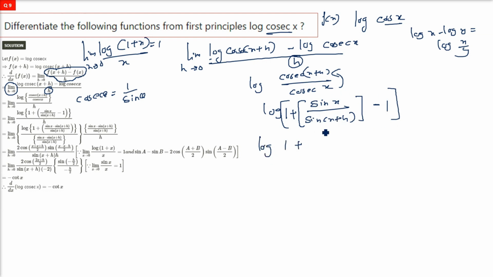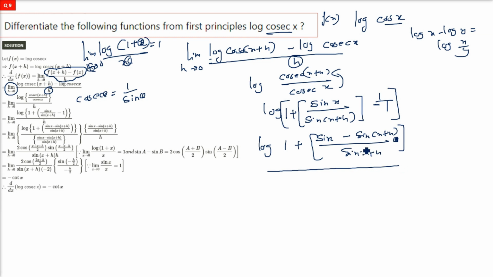So log 1 plus, let us solve it now, sine x minus sine (x plus h) divided by sine (x plus h). So this whole, whatever is after 1 plus, if you just say it is theta, log (1 plus theta) by theta, theta tends to 0. So this is whole theta, you can say. Now we need this theta in the denominator also, because this is log (1 plus theta) by theta. That is going to be 1.